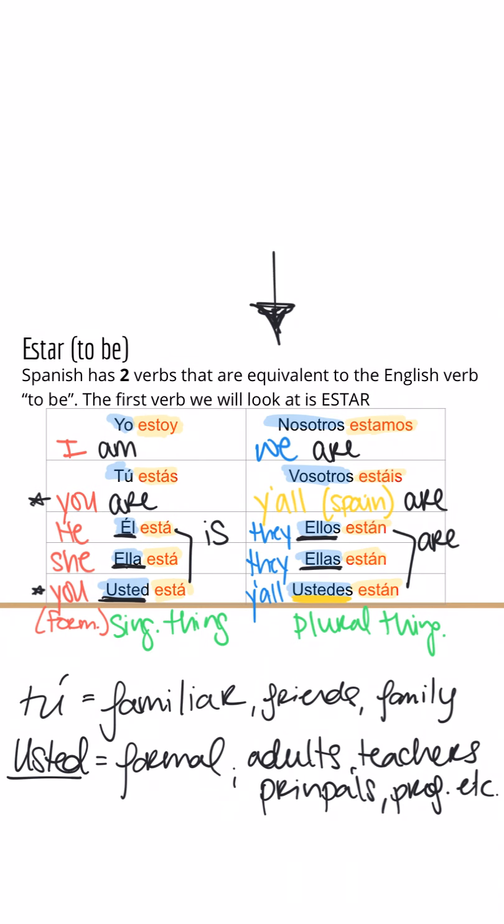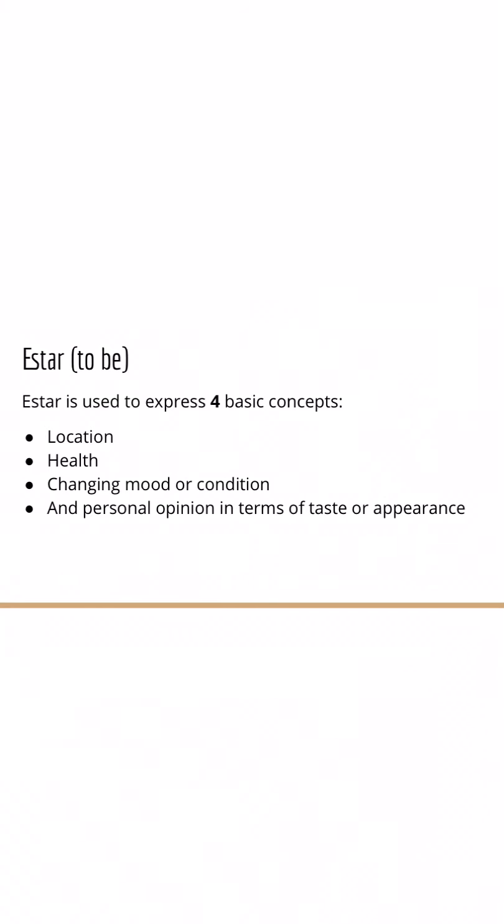So it's a pretty good idea to commit it to memory, most especially these subject pronouns, because they will never, ever, ever change. All right, now that we've seen our chart and our subject pronouns and our verbs, it's finally time to start talking about when on earth we use estar.